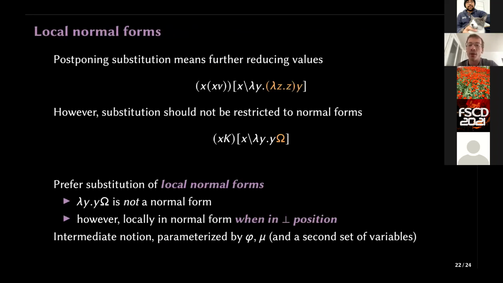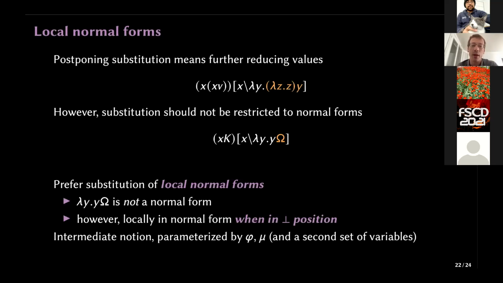So we could say that to be more efficient, we'll substitute only normal forms, but that's not exactly what we want, because if you take the second example, you see you have a lambda y, y omega, which is definitely not a normal form. But still, we want to be allowed to substitute it, to go on with computation and to find the normal form of the whole term.